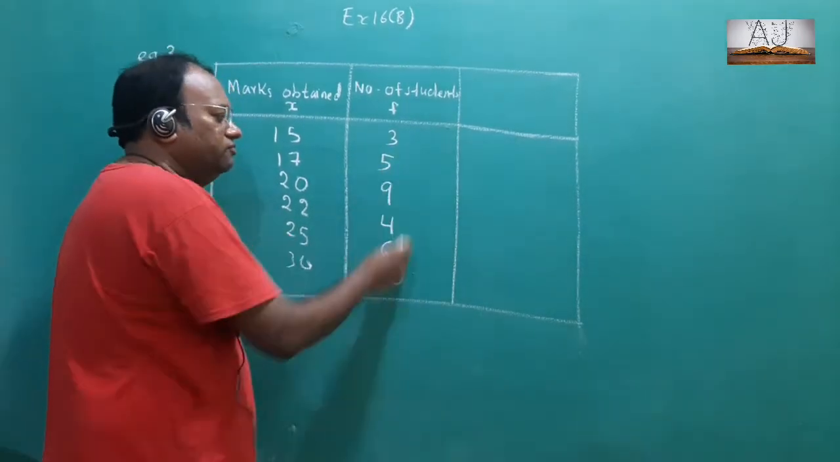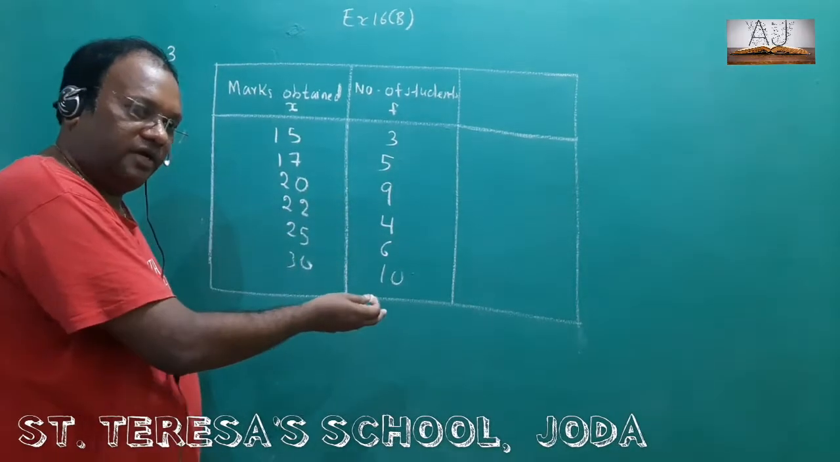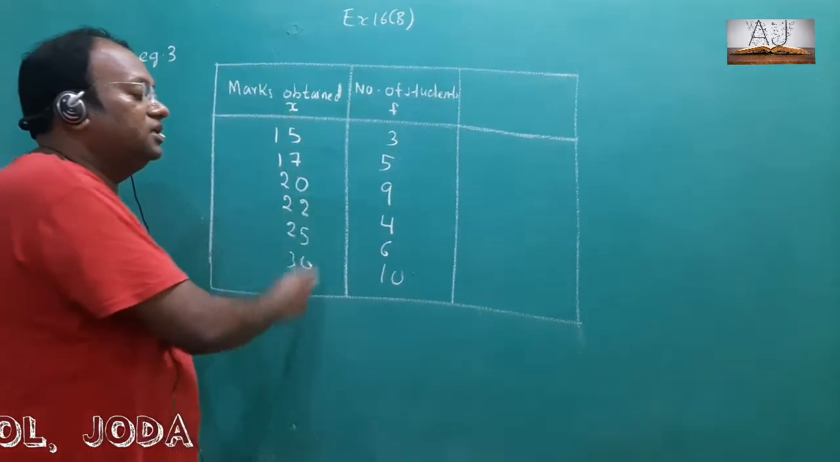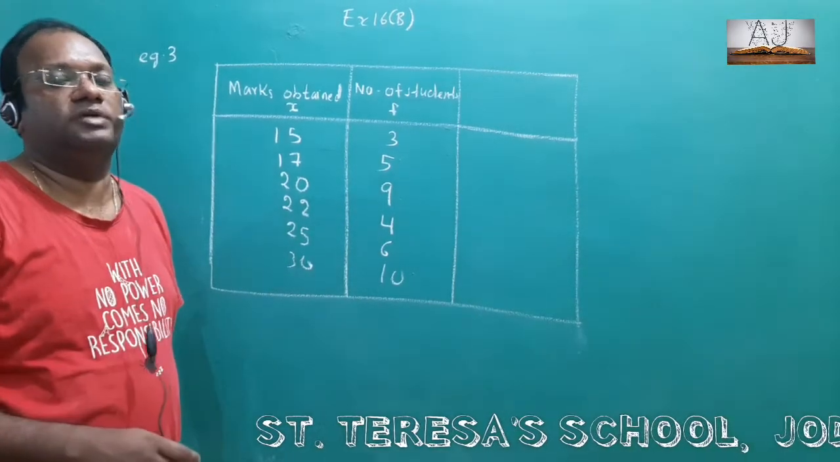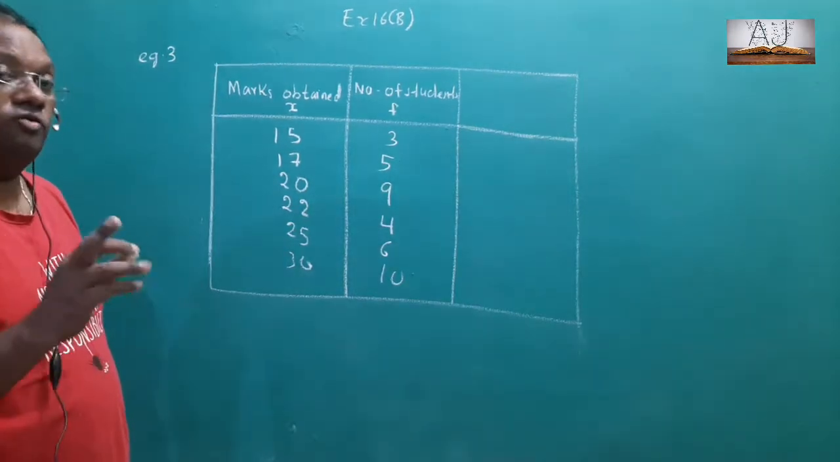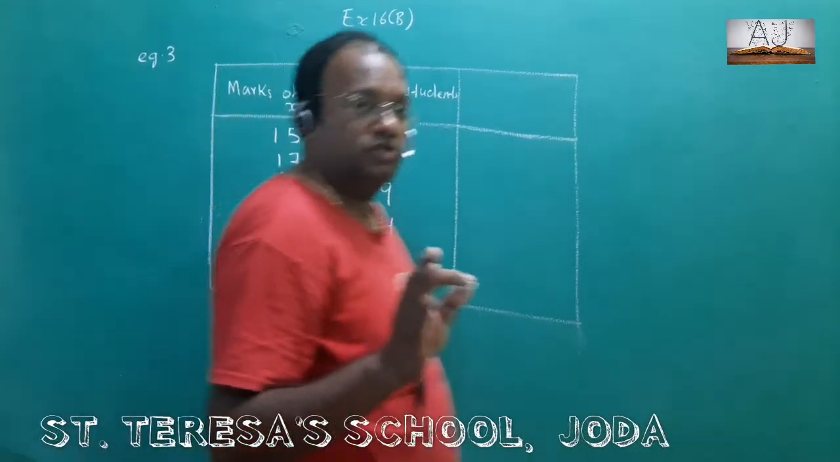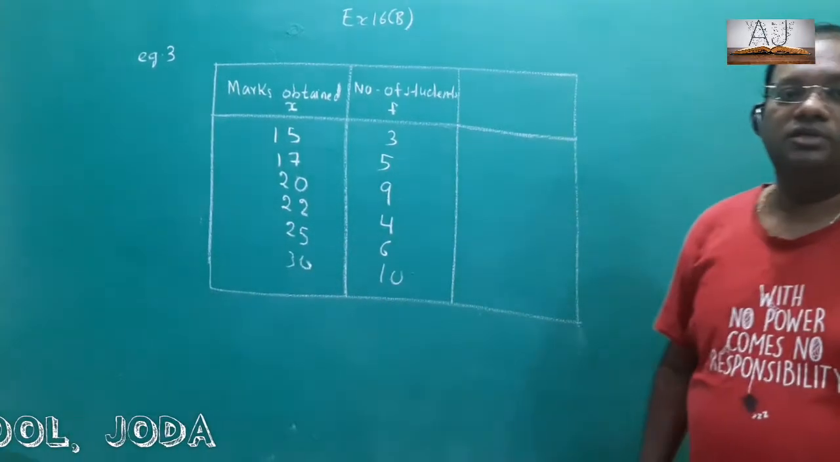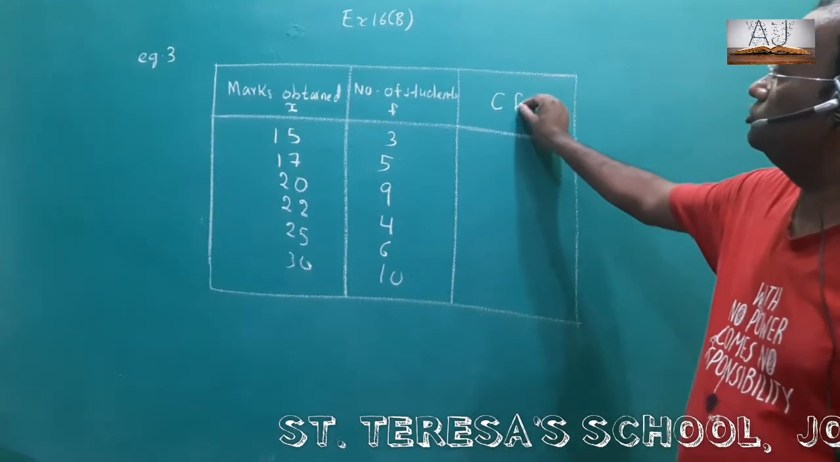So here, no need of writing in ascending order, just its respective frequency you have to write. But the marks have to be written in the increasing order. Whenever you're finding the median, this has to be written in the increasing order. Don't forget that. Now, we are not going to find the mean. We are going to find only the median. So first of all, we have to find the CF. CF means cumulative frequency. So here the cumulative frequency has to be found.